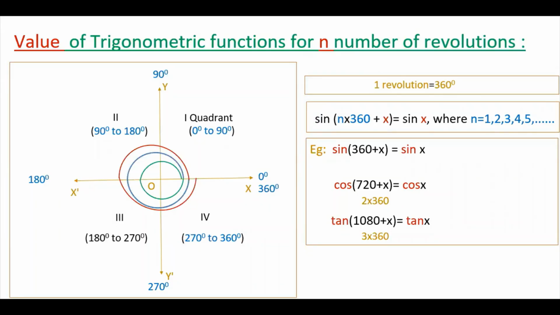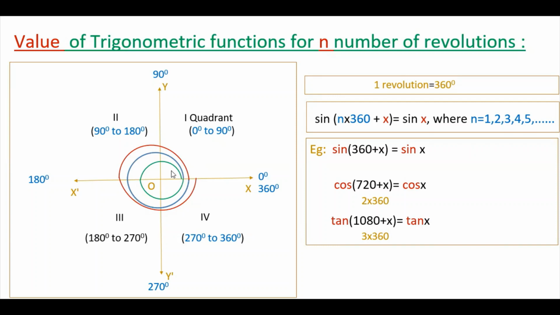Now I am going to tell how to find the value of trigonometric functions for n number of revolutions. We know that one revolution is equal to 360 degrees. That means if you see here, from 0, if it takes one round, that is one revolution. So it takes 360 degrees. Again, it comes to 0 degrees only. If you see one more revolution, this is again 360. So 360 plus 360, that is 720 degrees. And again, one more revolution, that is again 360 degrees. So 3 into 360, that is 1080 degrees.